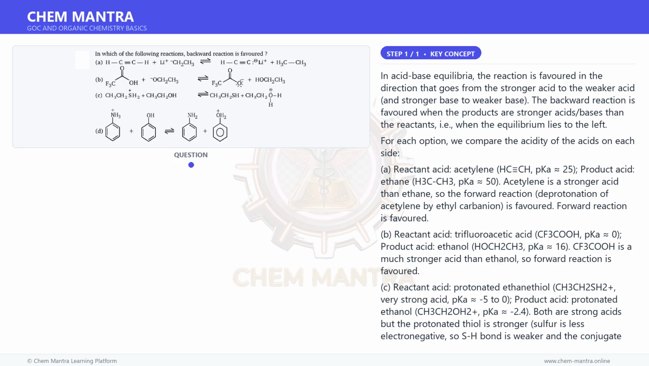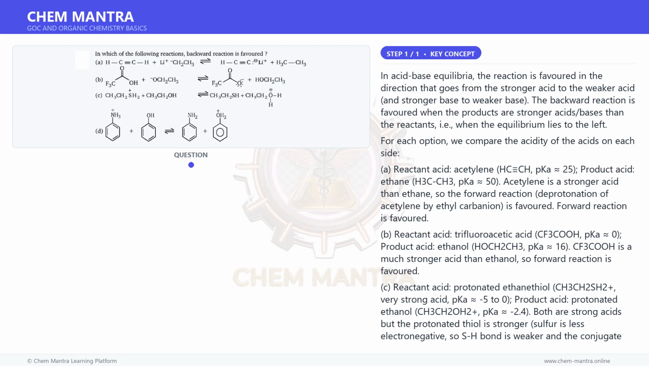In acid-base equilibria, the reaction is favored in the direction that goes from the stronger acid to the weaker acid and stronger base to weaker base. The backward reaction is favored when the products are stronger acids or bases than the reactants, i.e., when the equilibrium lies to the left. For each option, we compare the acidity of the acids on each side.